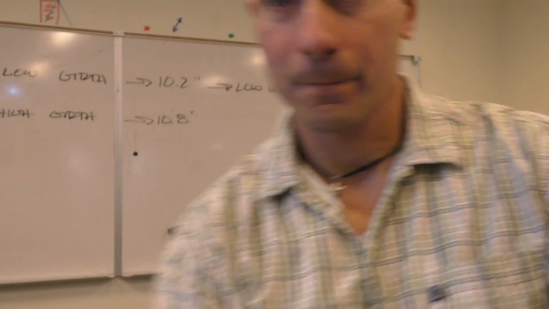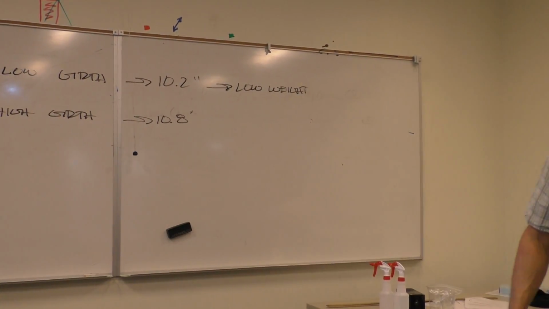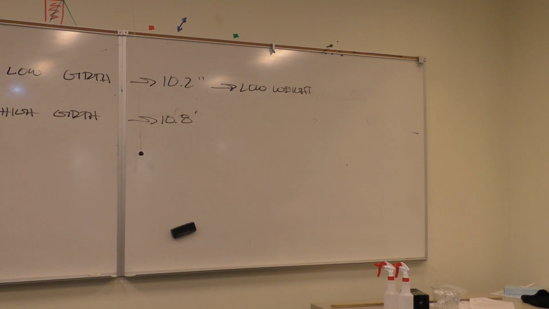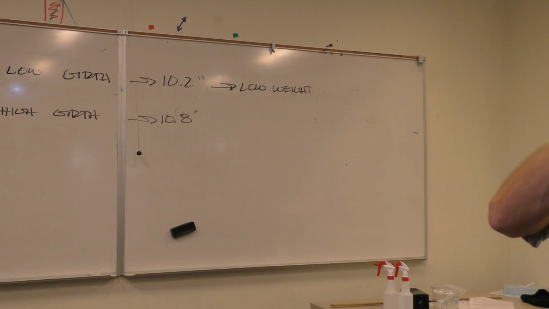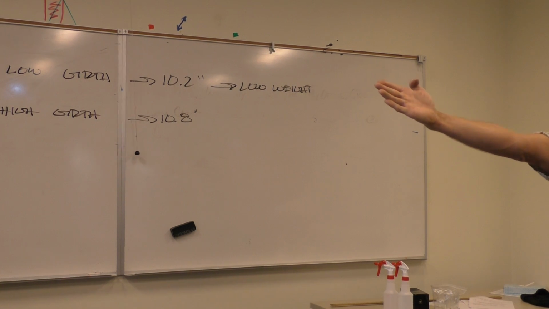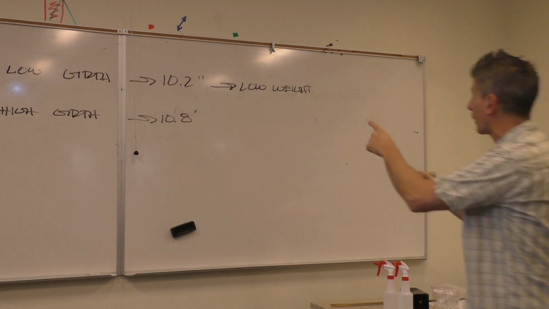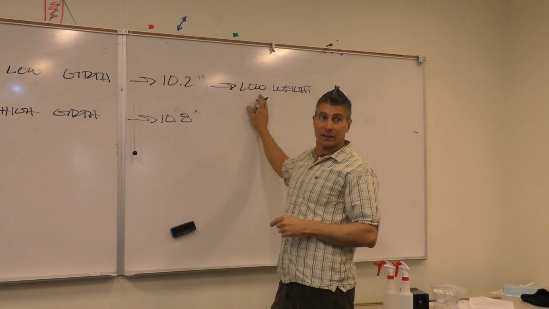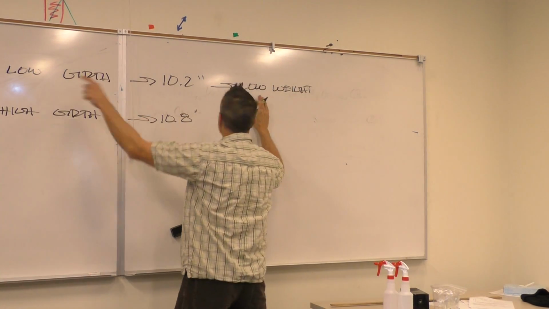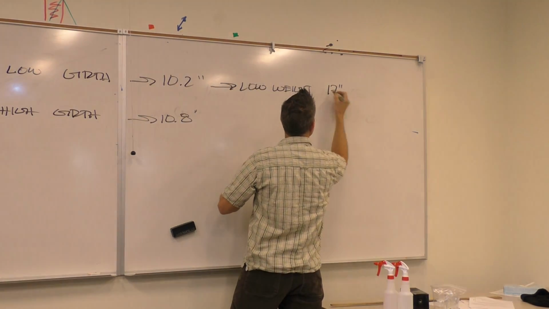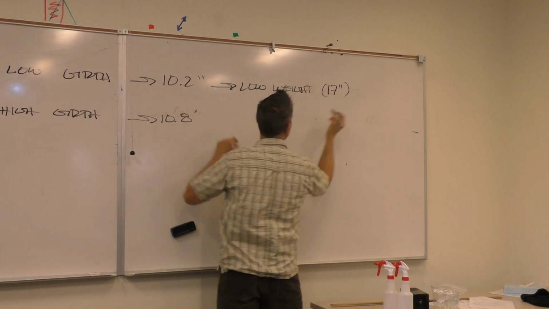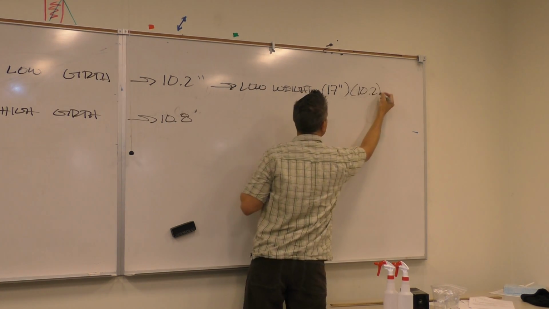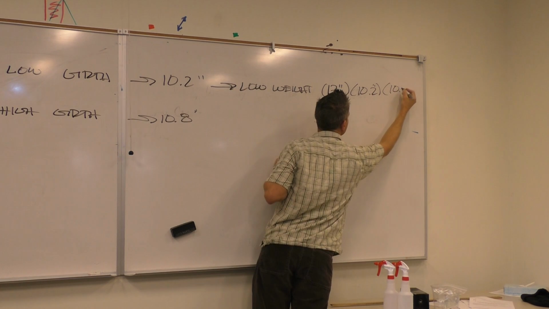Go ahead, Jenna. I don't understand the girth times girth. Is it both the girths? No, it's each girth. You're gonna do two different calculations. One using the low numbers and one using the high numbers. And you're gonna assume his weight is somewhere in between those two things. So for the low weight calculation, you're gonna do 17 inches times 10.2 inches times 10.2 inches.